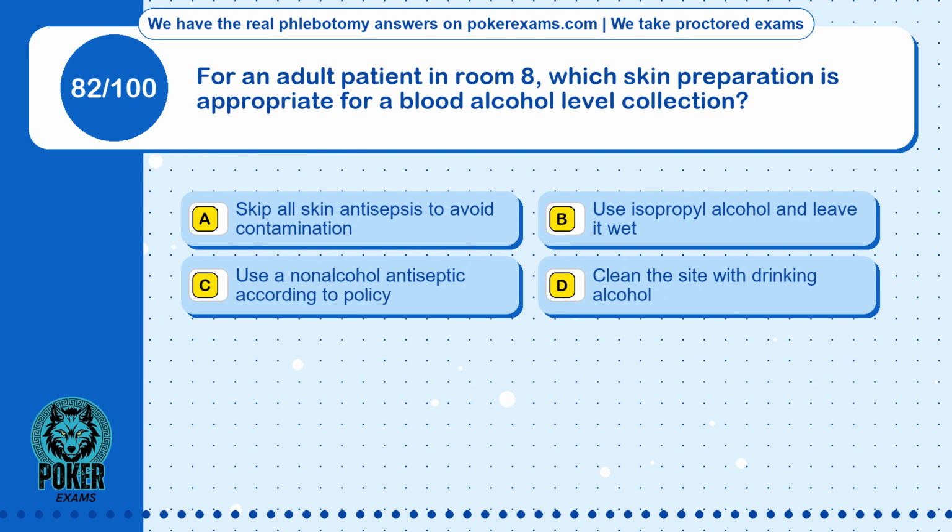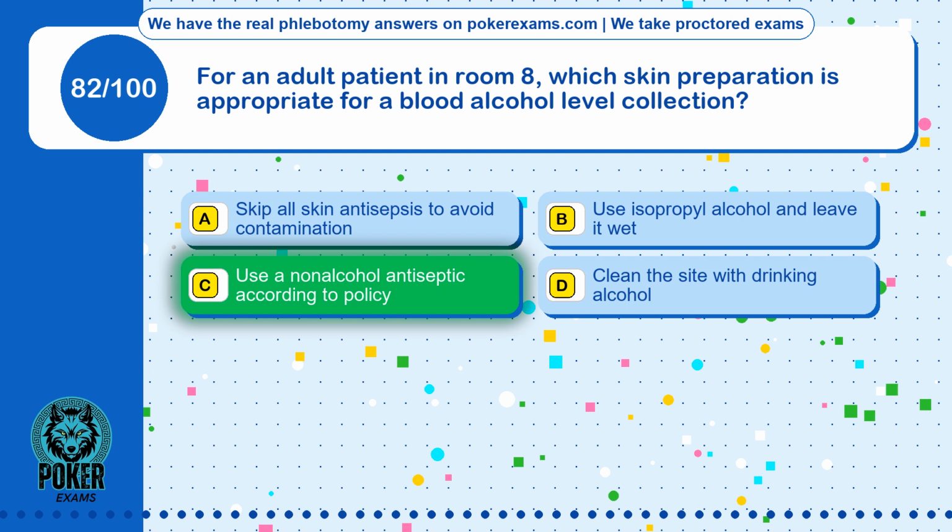Question 82. For an adult patient in room 8, which skin preparation is appropriate for a blood alcohol level collection? Option A. Skip all skin antisepsis to avoid contamination. Option B. Use isopropyl alcohol and leave it wet. Option C. Use a non-alcohol antiseptic according to policy. Option D. Clean the site with drinking alcohol.